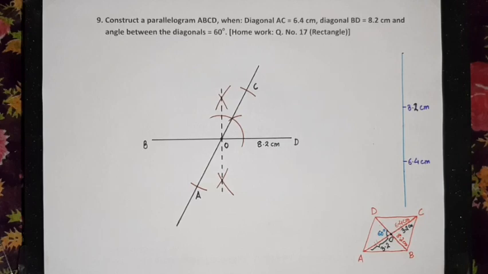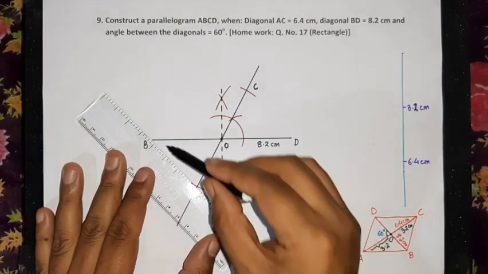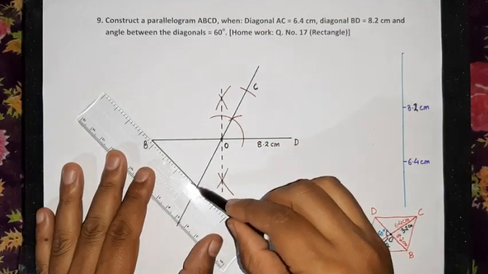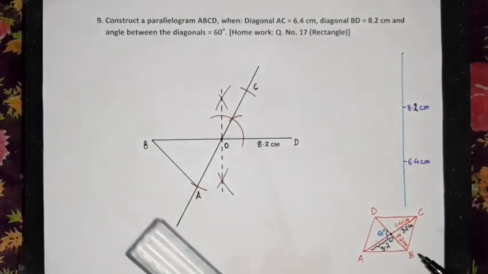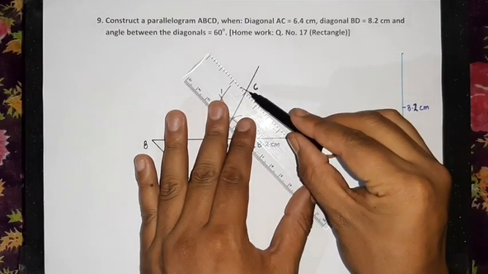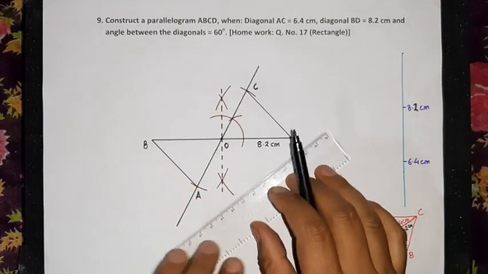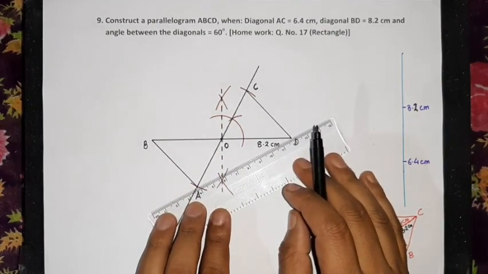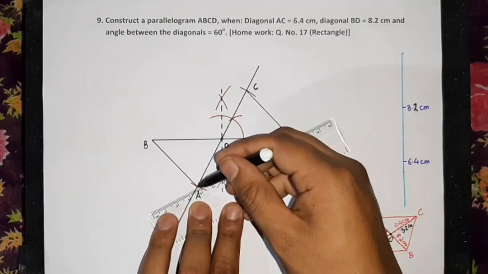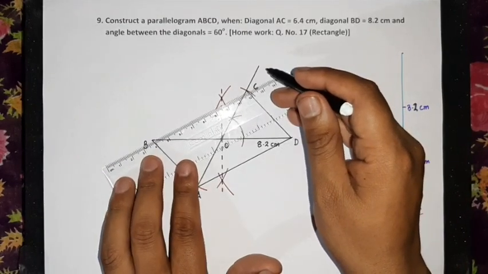Now the next step is to join A and B. So let me join A and B, and let me join C and D. I have joined C and D as well. Now the next thing I am going to join here is A and D. So let me join A and D, and at last B and C.